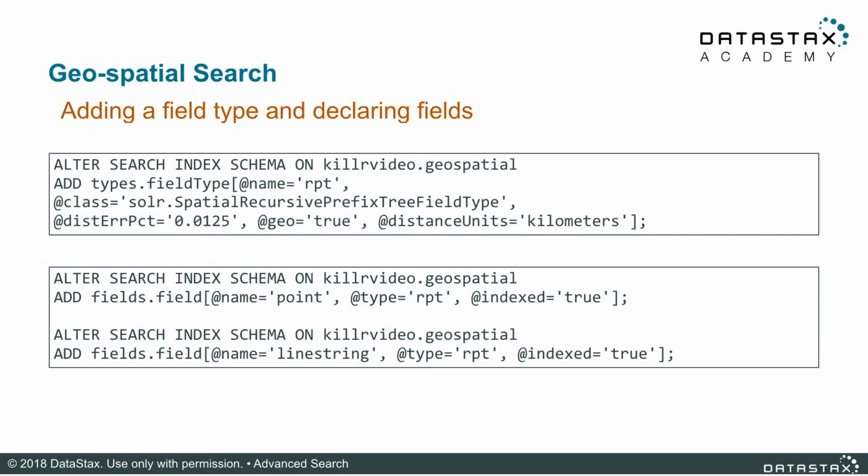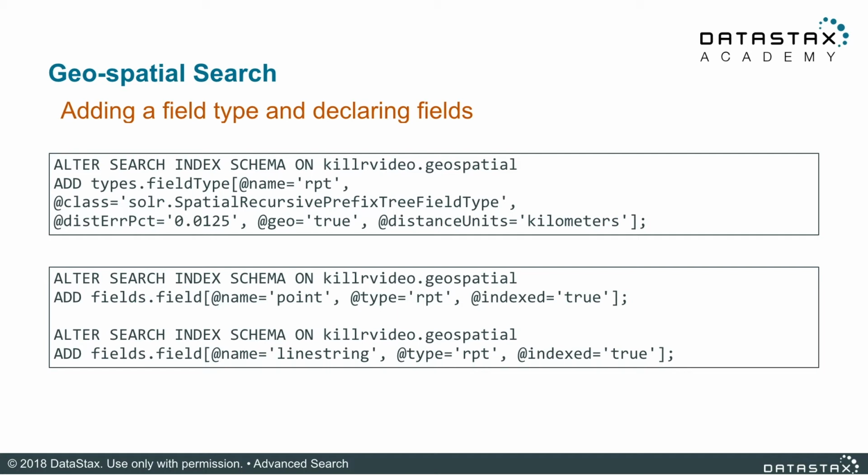More precise shapes, with a smaller value for dist error %, will use more disk space and take longer to index. Larger values will make queries faster, but may not be as accurate. The attribute geo indicates that the coordinate data is lat-long when true, or not lat-long when set to false. The distance units attribute determines what unit to use for distance measurements, and can be in degrees, kilometers, or miles.